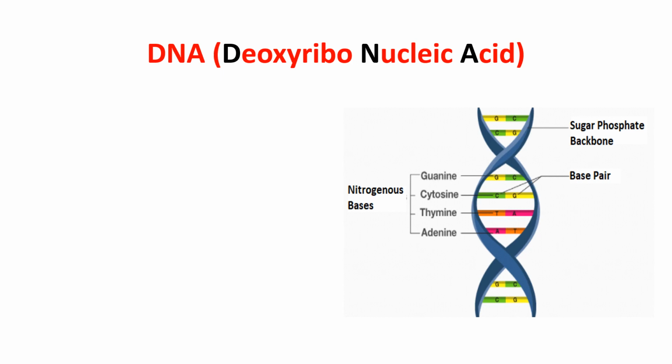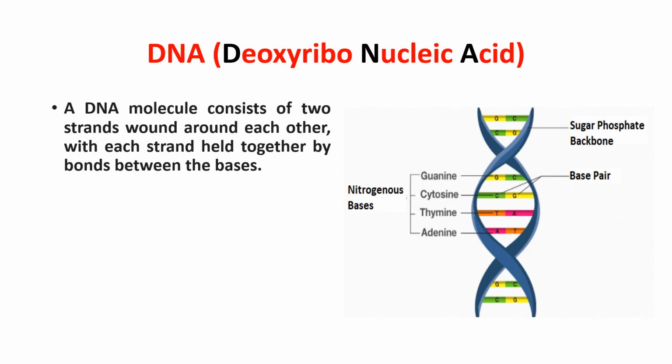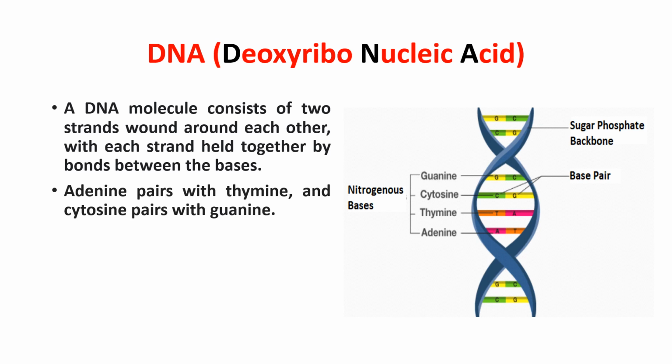A DNA molecule consists of two strands wound around each other, with each strand held together by bonds between bases. Adenine pairs with thymine and cytosine pairs with guanine. These are represented in this diagram.